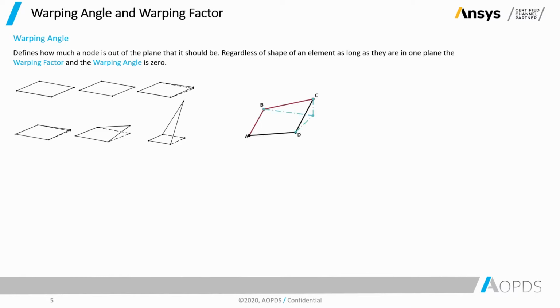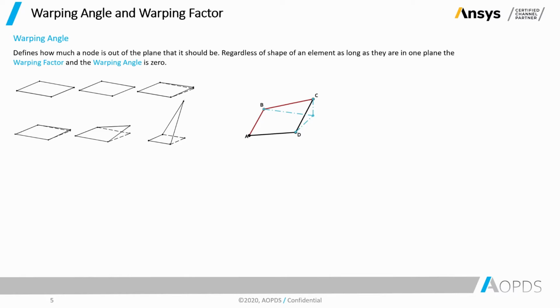Now, what does warping angle mean? So let's say we have an element. We are going to name each corner node of this element A, B, C, and D. And as you can see, the node C is a little bit shifted in the vertical direction out of the plane of A, B, and D.